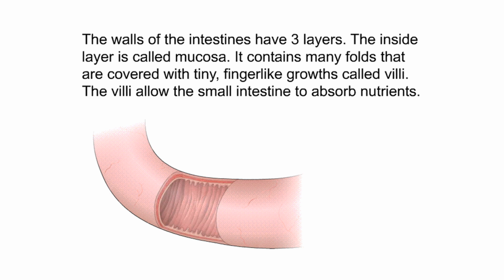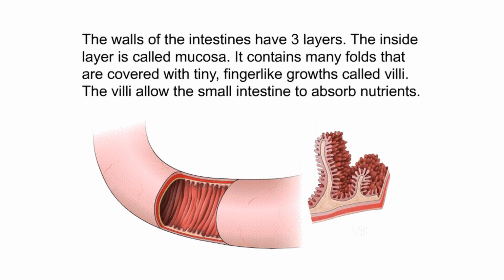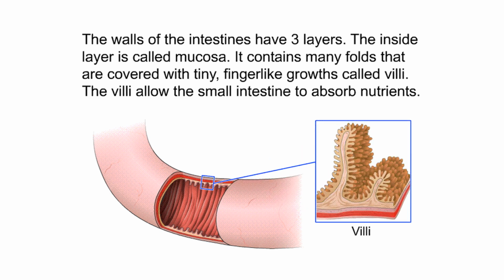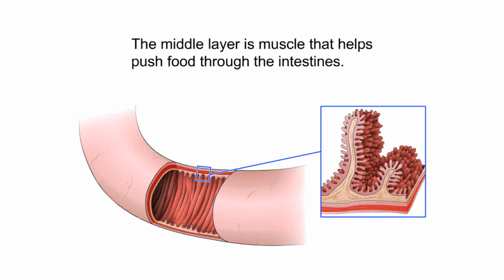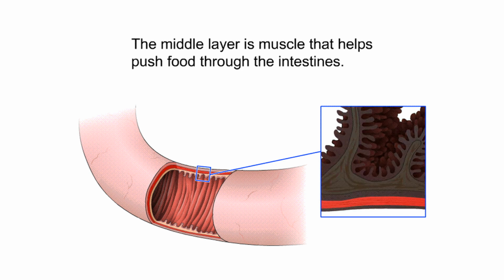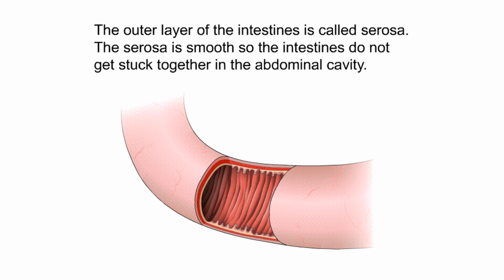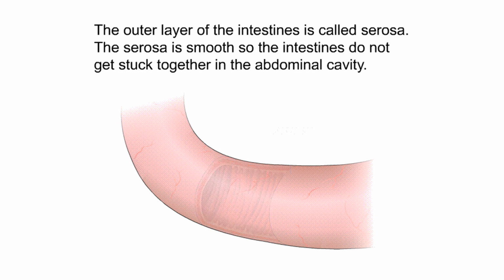The walls of the intestines have 3 layers. The inside layer is called mucosa. It contains many folds that are covered with tiny, finger-like growths called villi. The villi allow the small intestine to absorb nutrients. The middle layer is muscle that helps push food through the intestines. The outer layer of the intestines is called serosa. The serosa is smooth so the intestines do not get stuck together in the abdominal cavity.